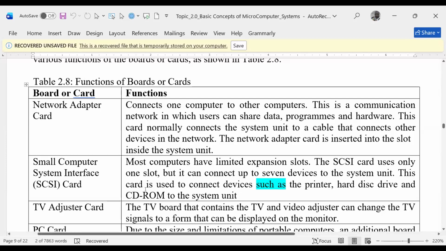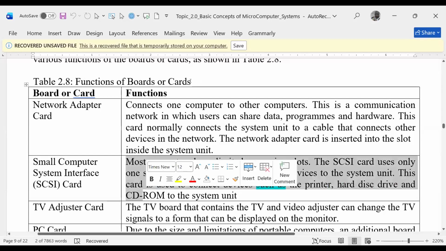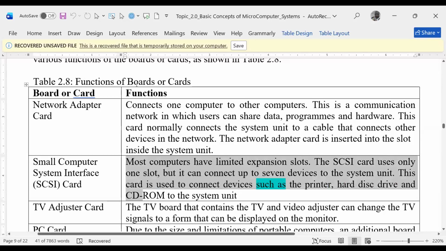Then the next is, these are the functions of boards or cards. The card is the same as a board. These are some of the cards or boards that can be added to your computer system to upgrade. There's something called small computer system interface. Most computers have limited expansion slots. You can have this one card that can connect several devices to your computer system.